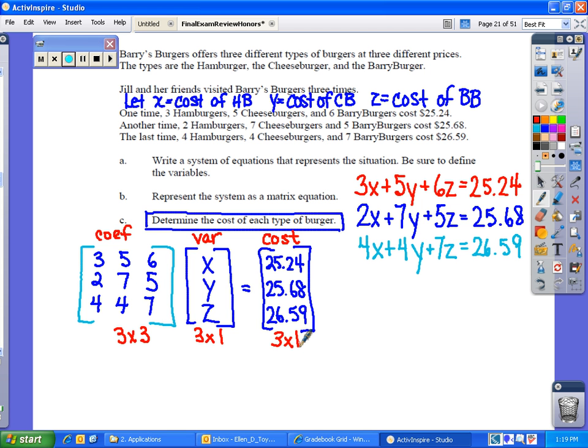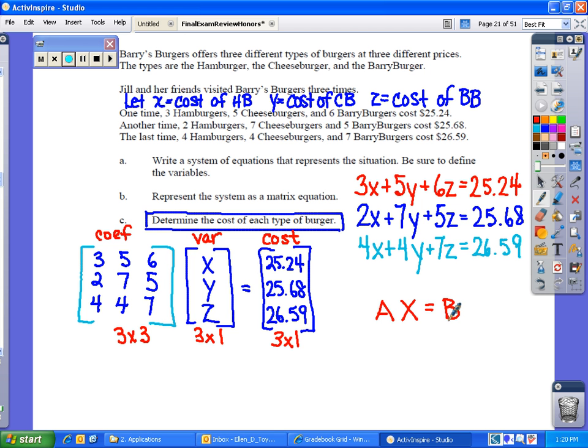In order to determine the cost of each type of burger, we now need to solve this matrix equation. I'm going to write a representation of this process. I'm going to call my first matrix, the coefficient matrix, the matrix A. My variable matrix I'm calling X. And my cost matrix I'm calling B. So our matrix equation is represented by A times X equals B.